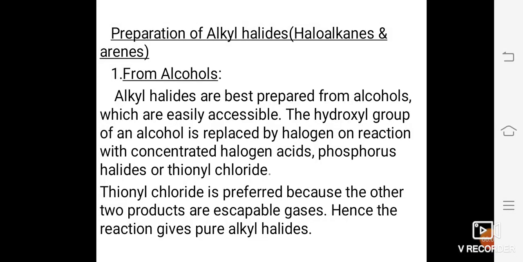We will now discuss the preparation of alkyl halides. This preparation covers the manufacture of both haloalkanes and haloarenes. These compounds can be prepared by three major methods. The first method is from alcohols. The second method is from hydrocarbons, and the third method is the halogen exchange method.